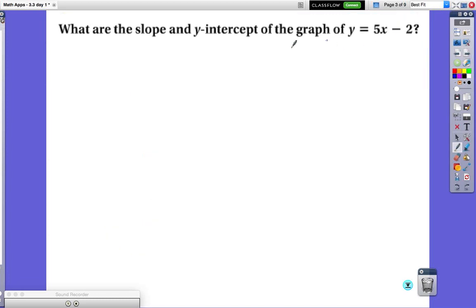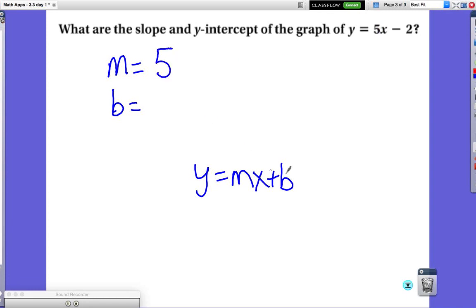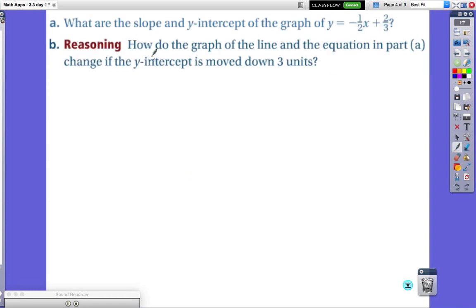In this case, again, every time I just want you to go m equals, b equals. m is your slope, so from your equation, remember y equals mx plus b. Your slope is the number in front of x, so 5. Your y-intercept is the number at the end, negative 2, and you have your answers. All right, very simple.